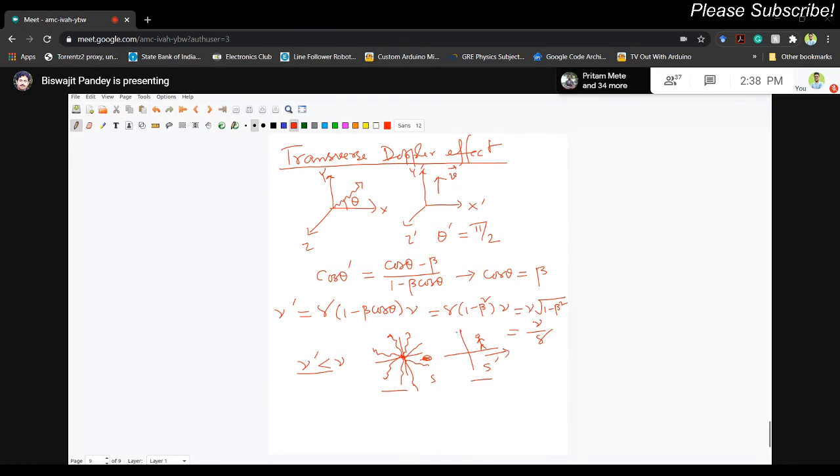These things are repetitive. That's why I'm not doing each and every calculation. So you should try it yourself. Keep the source here, and keep the observer here, and you just apply the inverse transformation to see that the relationship should not change. The conclusion should be symmetrical, right?